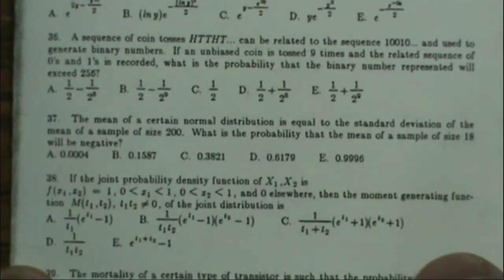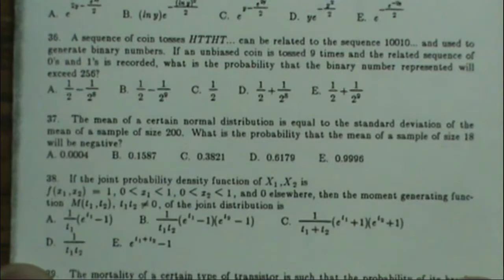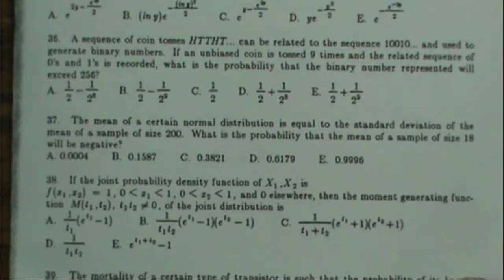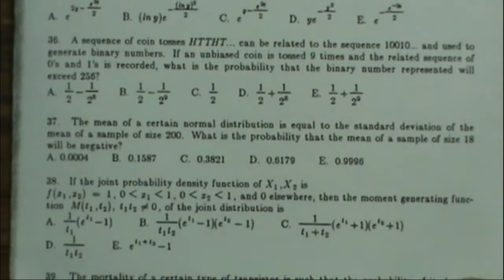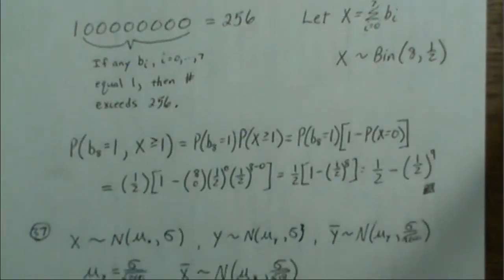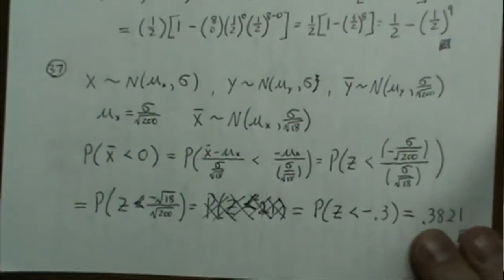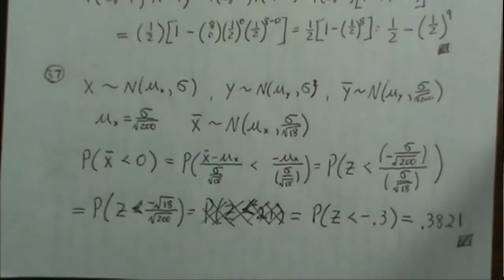Problem 37. The mean of a certain normal distribution is equal to the standard deviation of the mean of a sample of size 200. What is the probability that the mean of a sample of size 18 will be negative? So 37.